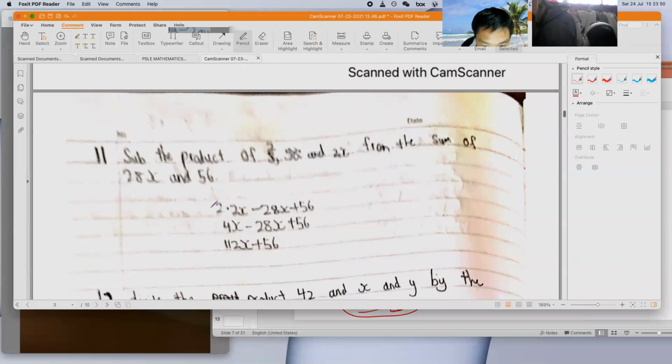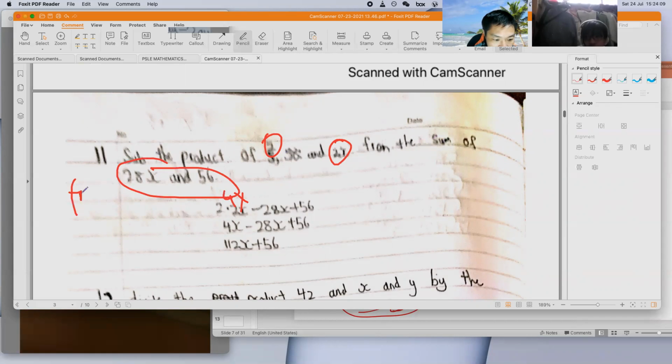Subtract the product of, this one is a bit blur. Product of 2 and 2x. 2 and 2x is 4x. From the sum. From the sum, that means this one, from means start first, right? Yeah. How come your 4x starts?